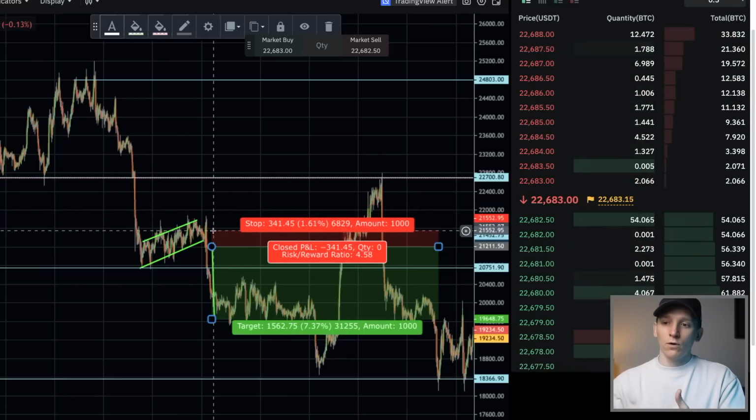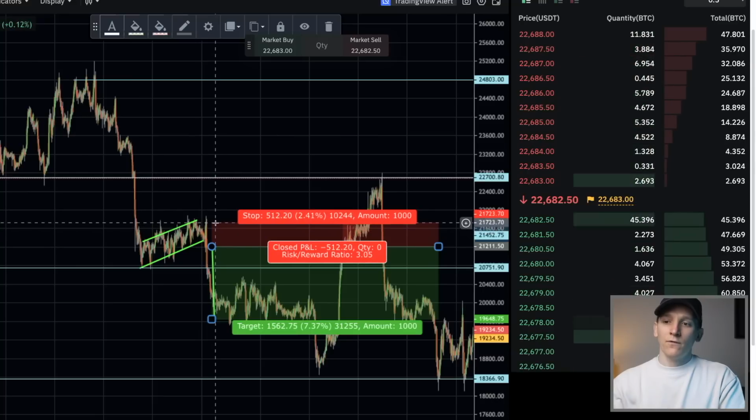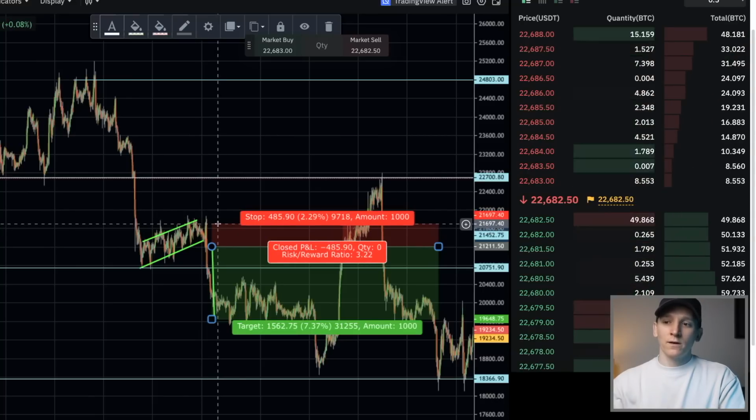If you're taking a lot more leverage, you might want to be a bit tighter. If you're using less leverage because you think there's more volatility, you can widen out your stop loss a little bit and use less leverage.